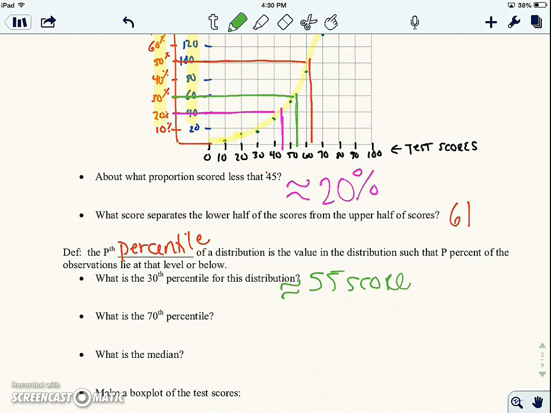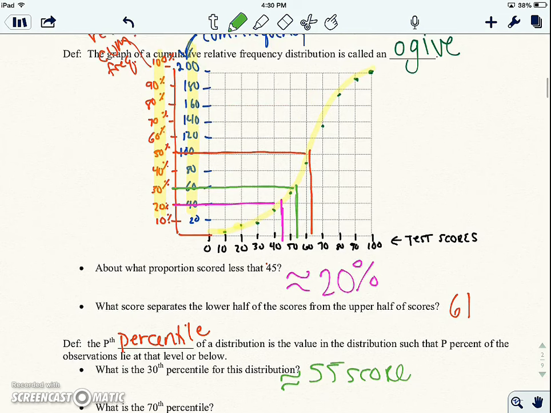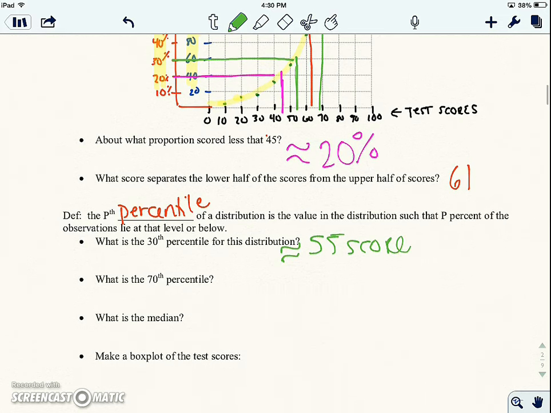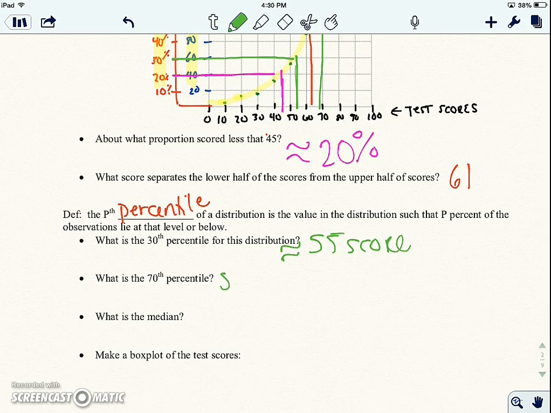55. Okay, 70th percentile, the same thing. Maybe 69, an approximate score of 69. That means 70% of the people scored 69 or less. And I should definitely say this is 30% of the people scored 55 or less. They could have scored 55.